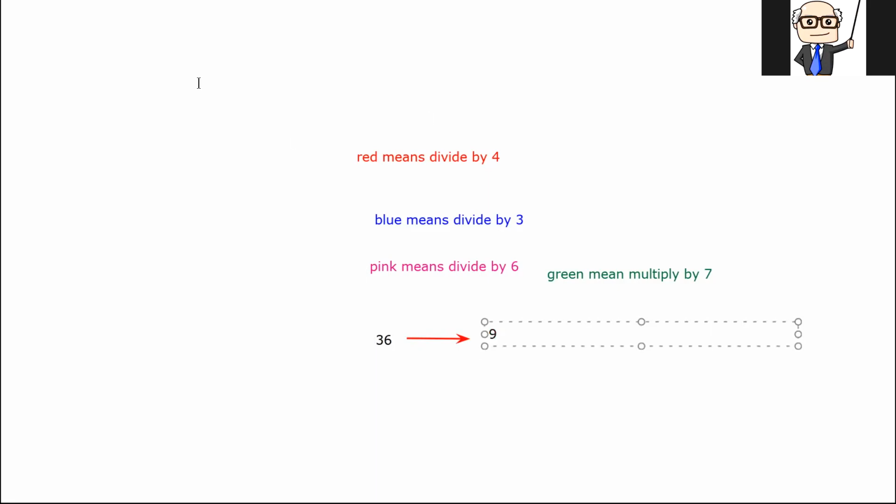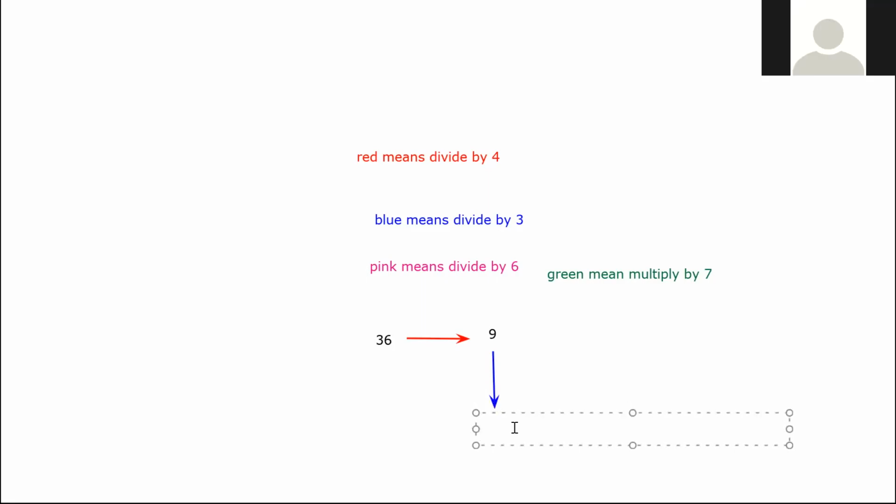So from 9, I'm going to draw another arrow. The other arrow is 36 divided by 6. What's the answer after the 9? 3. So 9, now we do what? 9 will go to the blue arrow. So 9, we divide by what? Divide by 3 equals 3. Yes. So 9 divided by 3, we will get 3.